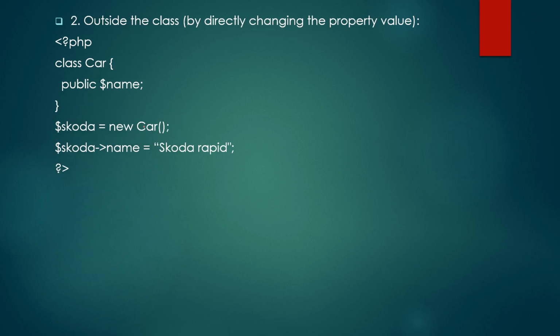So that was one approach. And the second approach is outside the class. I can assign a value to this variable outside of a class as well, by directly changing the property value. I created the object and then through the object I can simply access the property and assign it a value. So there are two ways, directly through the object or through the method. It depends on personal choice and the circumstances as well.